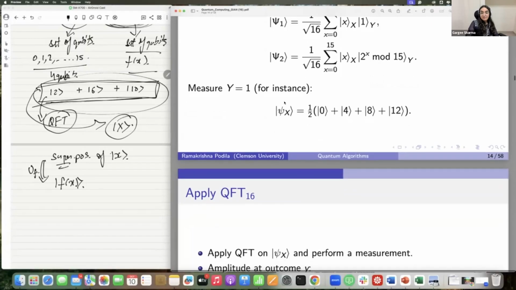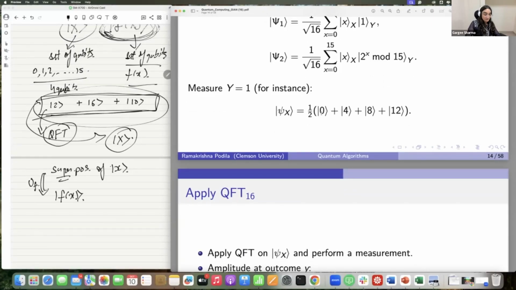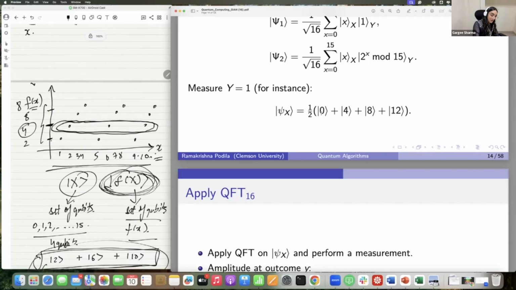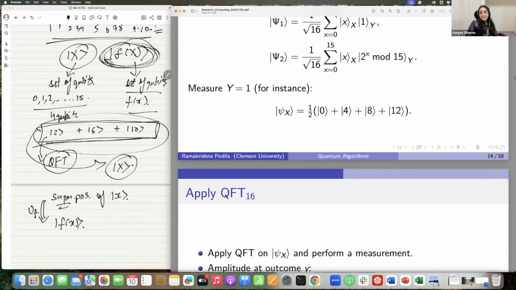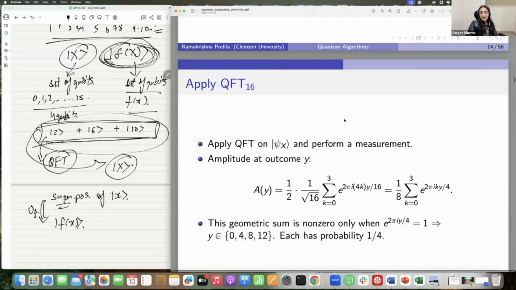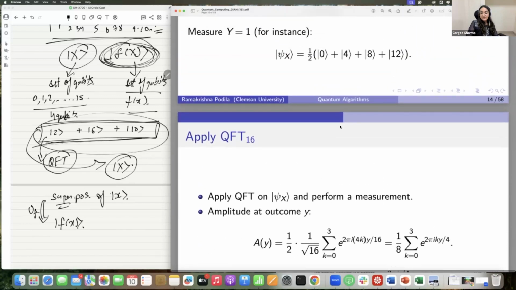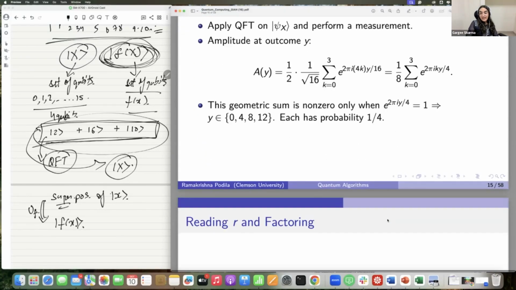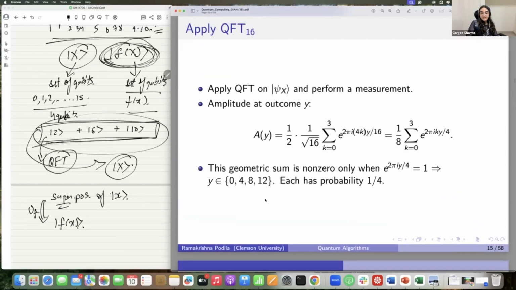You could measure anything. That's what I was trying to show you. You would probably measure one of these outputs, and it has only 4 possible outputs. If you measure one of these, then your system x will be in this particular superposition. Then you apply a quantum Fourier transform on x, and then you make the measurement on y.